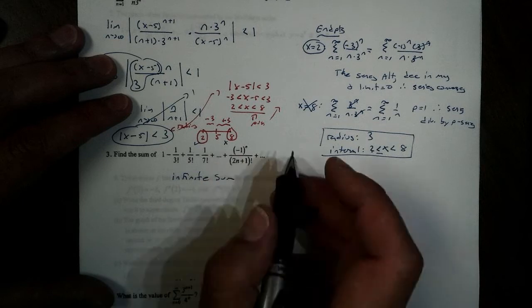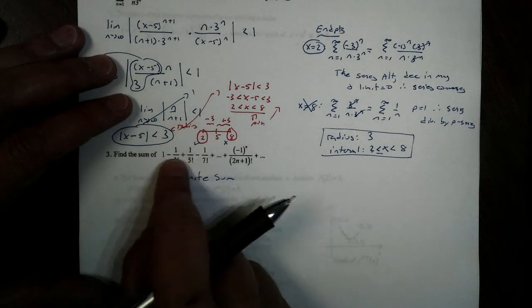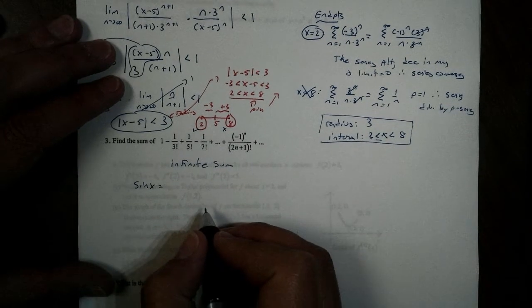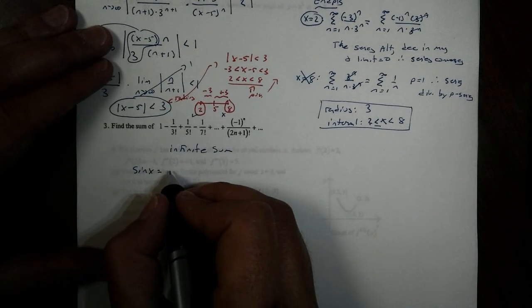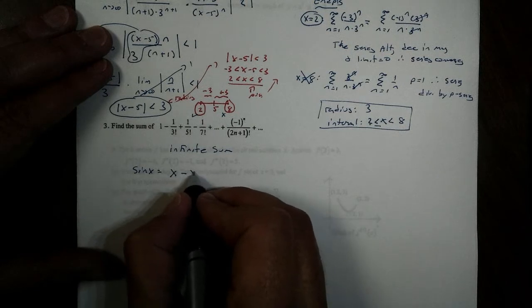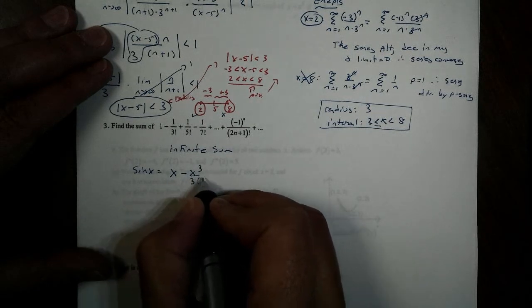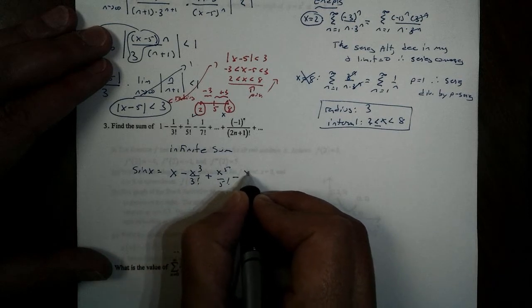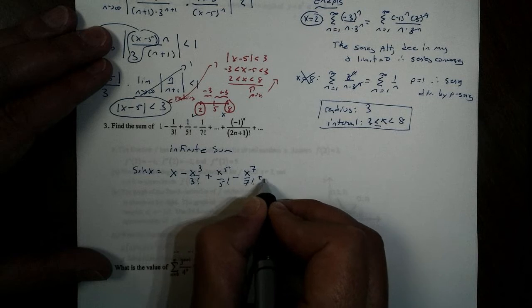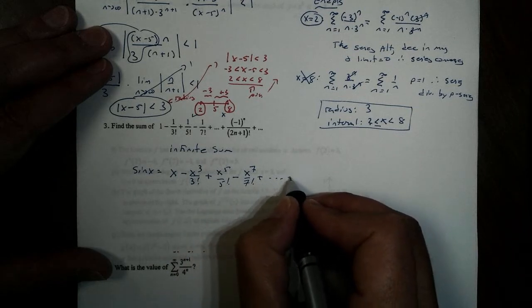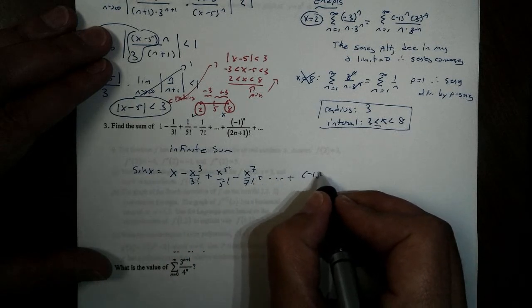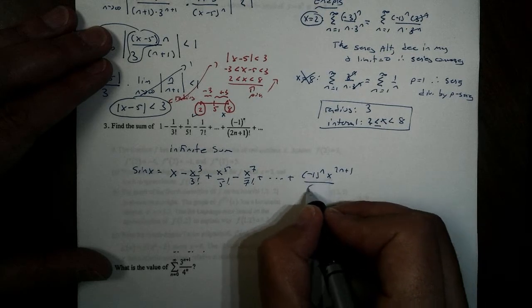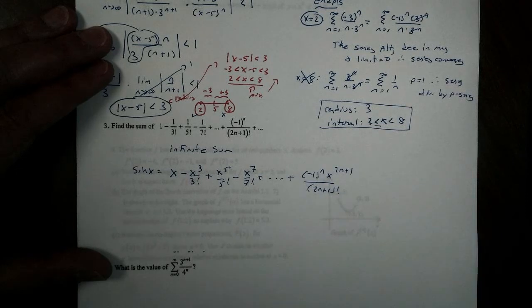Well, the first thing I notice is that this looks very similar to sine. Remember, sine of x, when we look at our shortcut for Taylor series, it's just x minus x cubed over 3 factorial plus x to the 5th over 5 factorial minus x to the 7th over 7 factorial plus so on and so forth. And of course we get our general term, negative 1 to the n x to the 2n plus 1 over 2n plus 1 factorial.